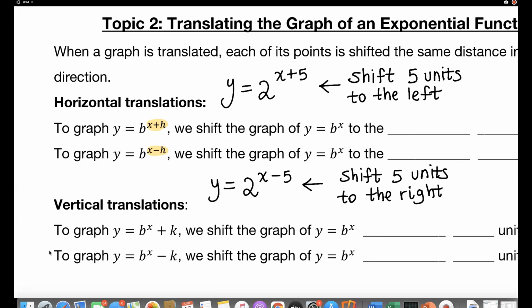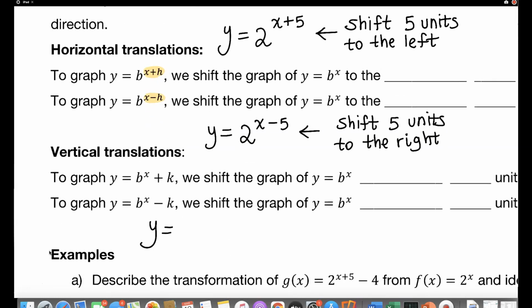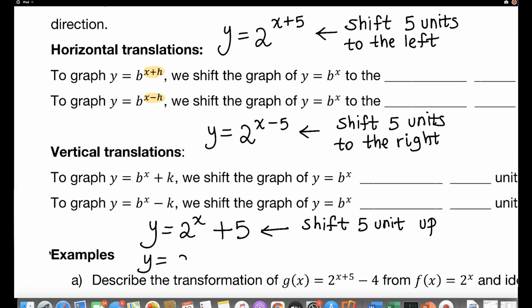This is different from something like this. If you have y equals 2 to the x power with a big plus 5 outside, the graph will shift 5 units up. And if you have y equals 2 to the x power and a minus 5 written big, not part of the exponent, this graph will be shifted down 5 units. So depending on where the number is and whether it is being subtracted or added, that makes all the difference.